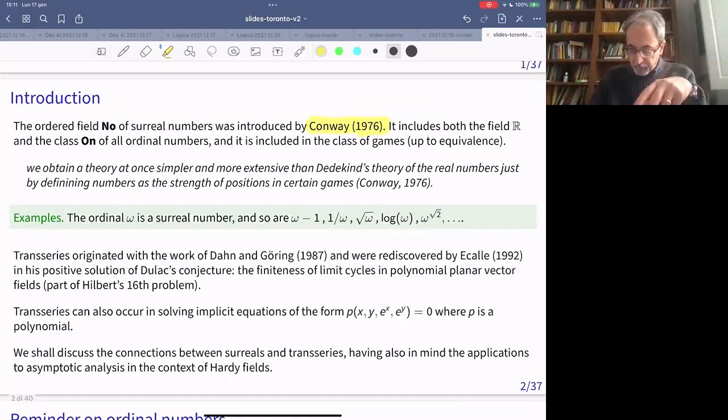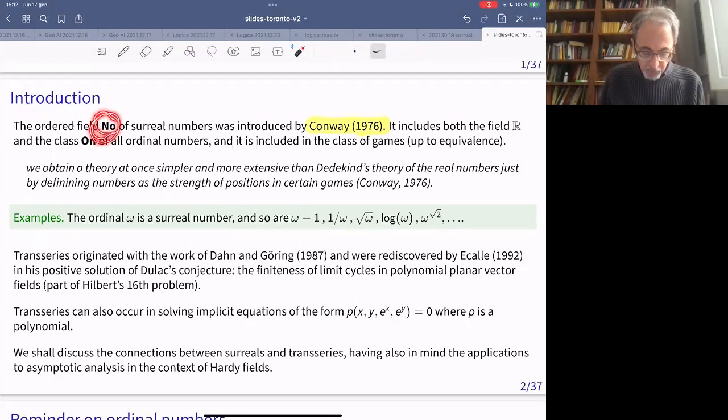Then gradually, a lot more structure was introduced on the surreal numbers, which was not present at the beginning, like exponentiation, a derivation, and so on. And now, after all these developments, we see that surreal numbers are intimately related to Transseries, and so it fits well with the program at Fields and with the course of Van den Dries on Transseries.